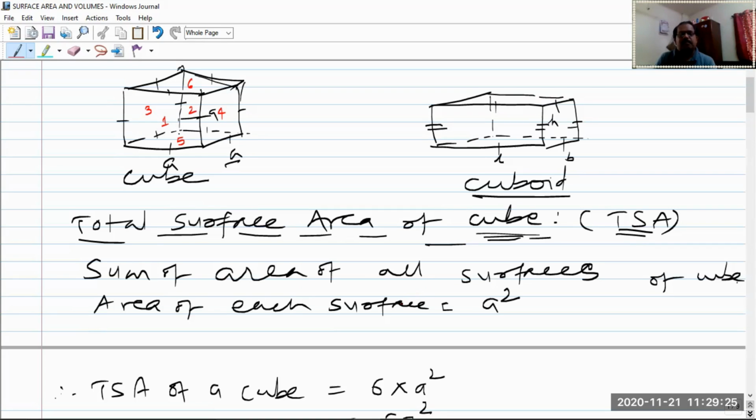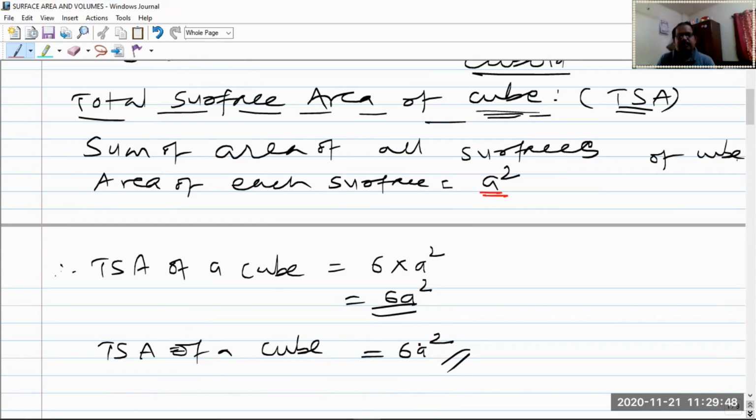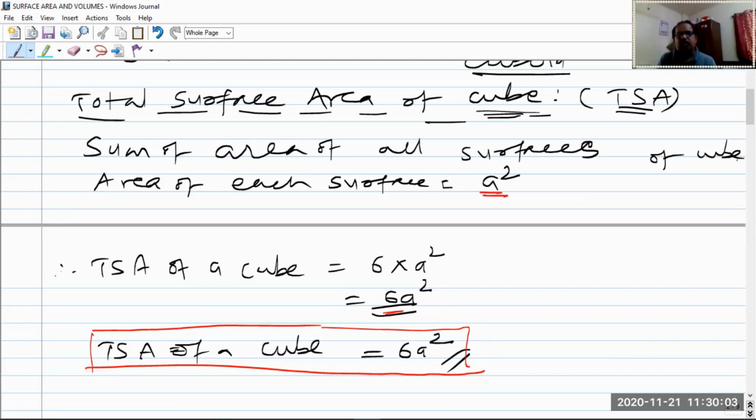It is the sum of all the 6 squares, right? If A is the side of the square, then the area of the square is A square. This is the area of each surface of this cube. And we have 6 such surfaces, hence the total surface area of a cube is equal to 6 times A square, that is 6A square, where A is the edge of the cube. So this is the first formula we have.